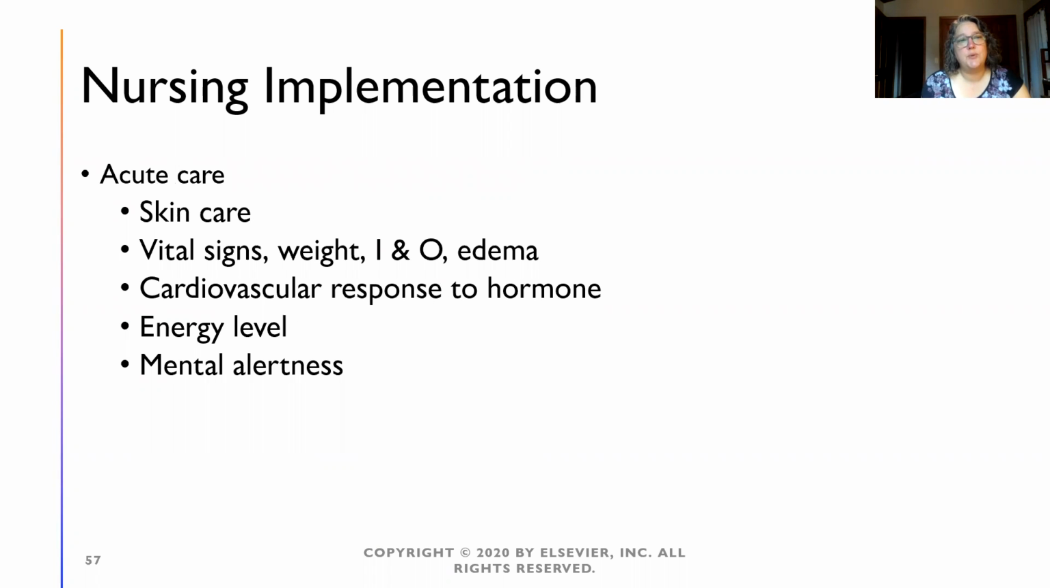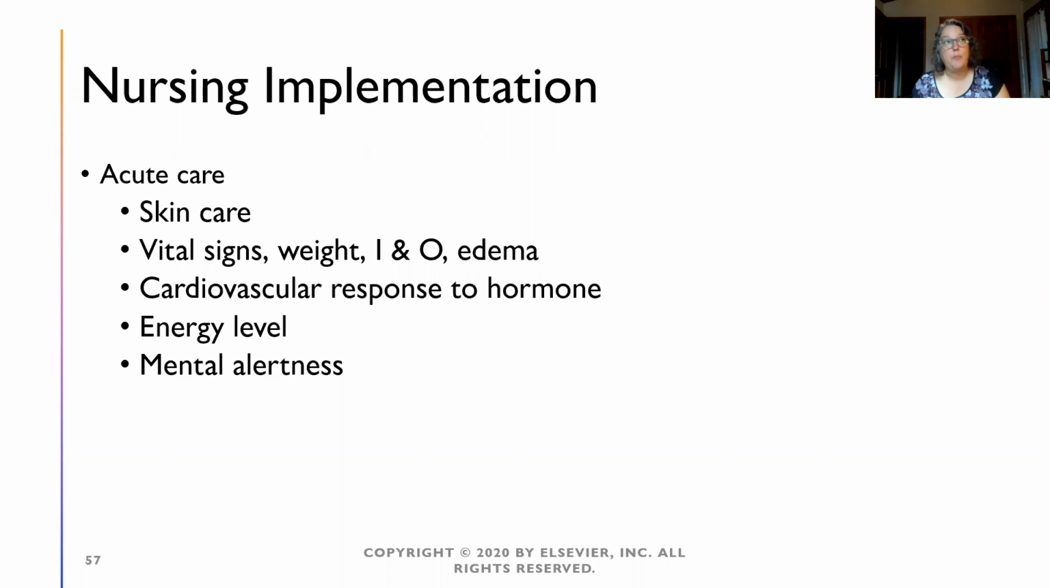In acute care, we're also going to be doing skin care. We're going to be monitoring their vital signs, their weights, their I&O, and their edema. The cardiovascular response to the intravenous thyroid hormone is huge. We need to really keep on top of that, because it would be very easy for a person to go from bradycardia, where their heart rate is too slow to support life, to ventricular tachycardia, or even supraventricular tachycardia, where the heart rate is way too fast.